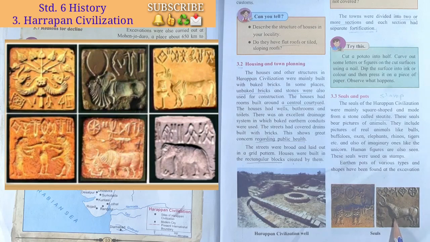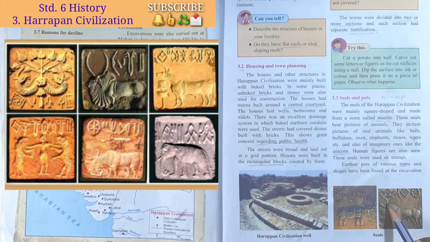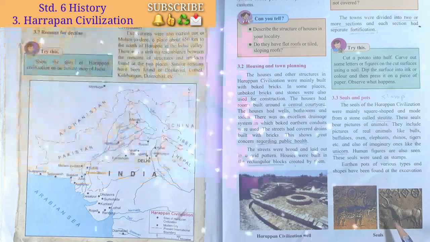Students, see this seal. Here it is an imaginary animal, and the name of this animal is unicorn. This animal has a long pointed spiral horn. So this imaginary animal, the unicorn, had a long pointed spiral horn on its forehead. Okay students, so this is also an important seal of Harappan civilization.